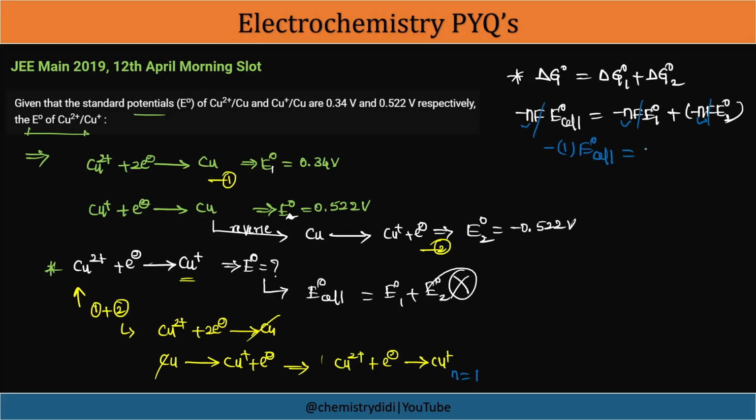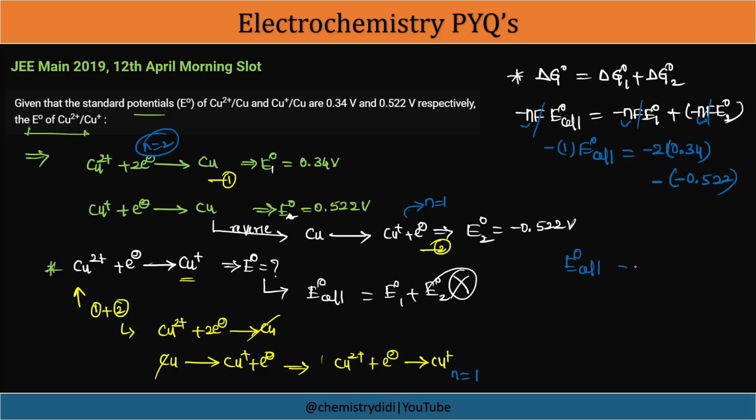And in this particular equation, how many electrons? Here n is equal to 2, two electrons being exchanged. So here minus 2 into E naught, which is 0.34, and it will be minus, what is the n value for this reaction? It is 1. So minus 1 into E naught, which is 0.522. Okay, so now you can simply find out E naught cell.